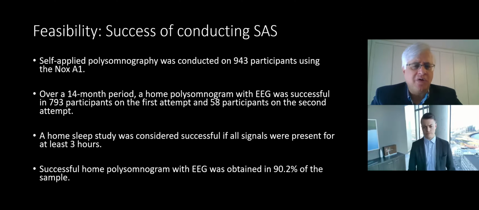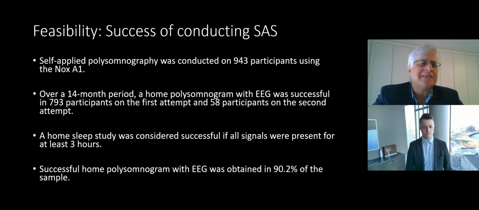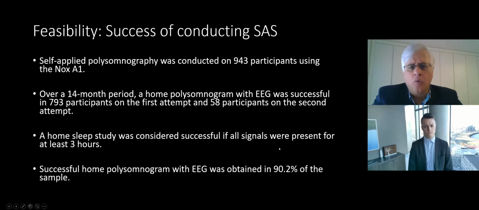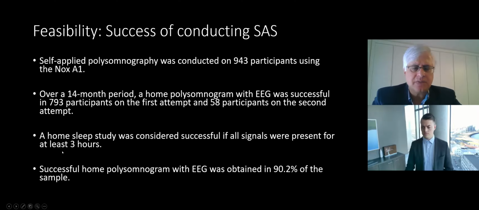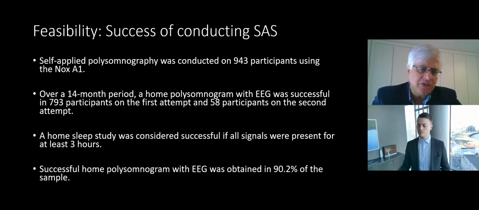But what is good quality sleep data? We considered acceptable if we had all of the signals at least present for 3 hours. This means oximetry, belts, the EEG signal, ECG signal, and of course legs.